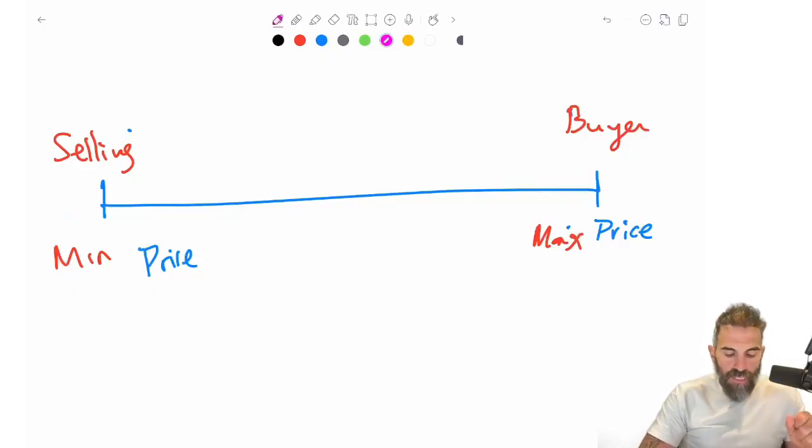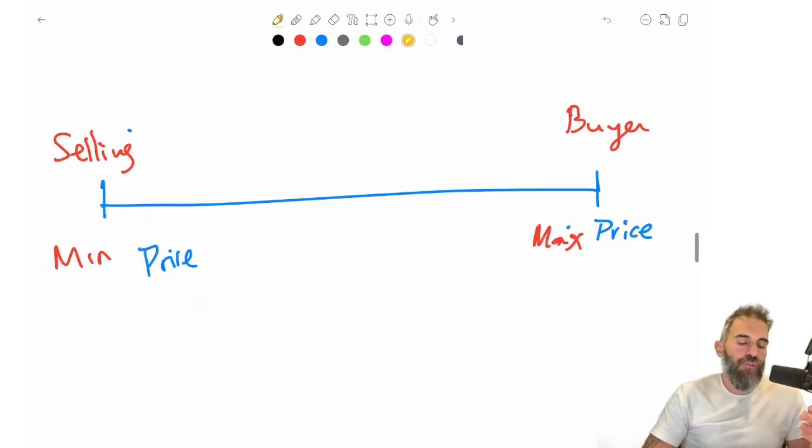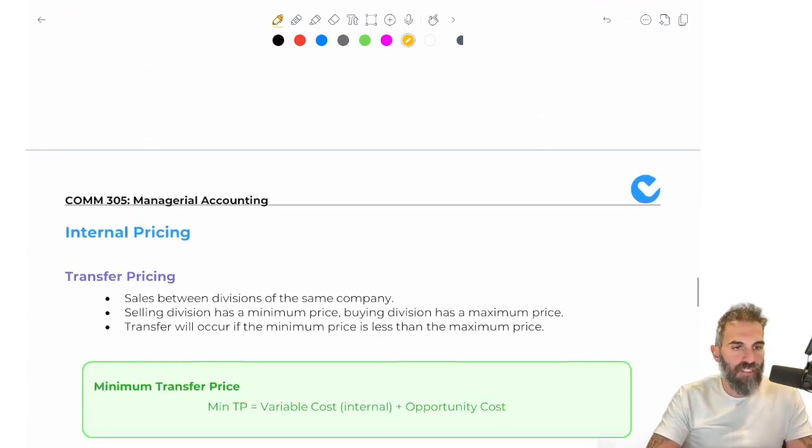So you have to be able to calculate the minimum price. That's the main thing. The maximum price is always given to you in the question. I'll show you guys how to find it. And then the other question you get is like, okay, if the price is this, how does that affect the selling division? How does that affect the buying division? Okay, so let's get into it.